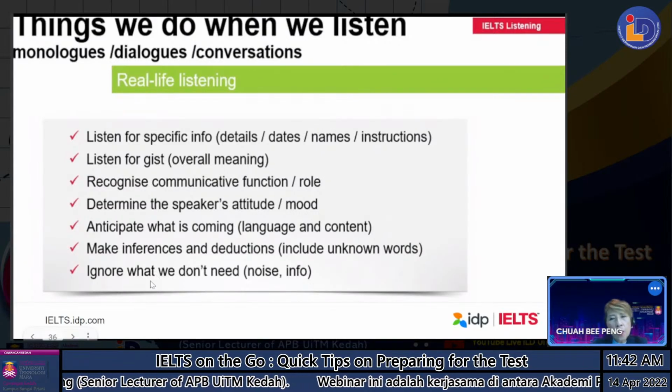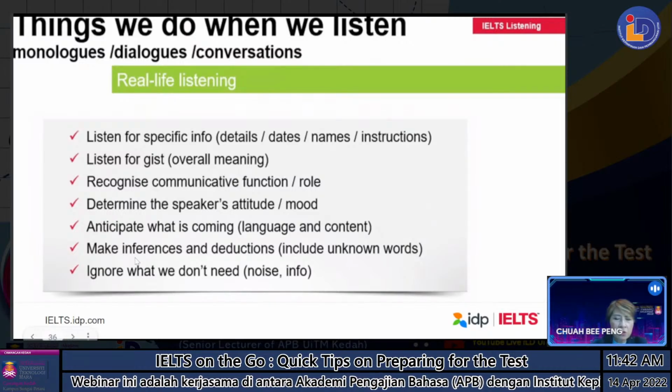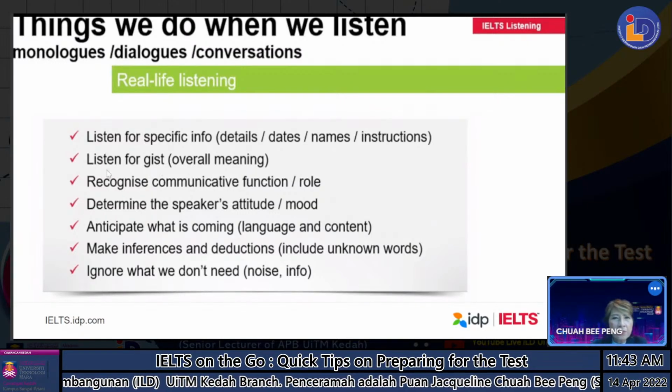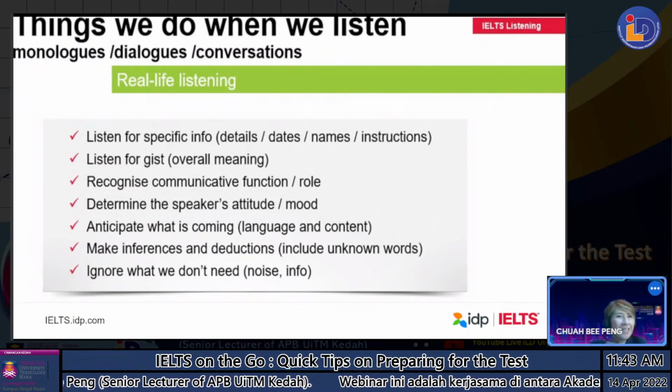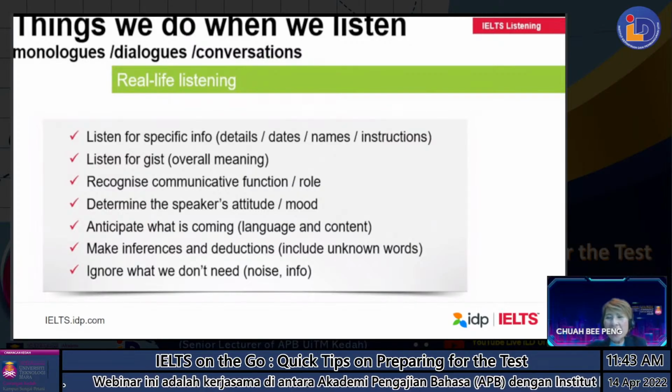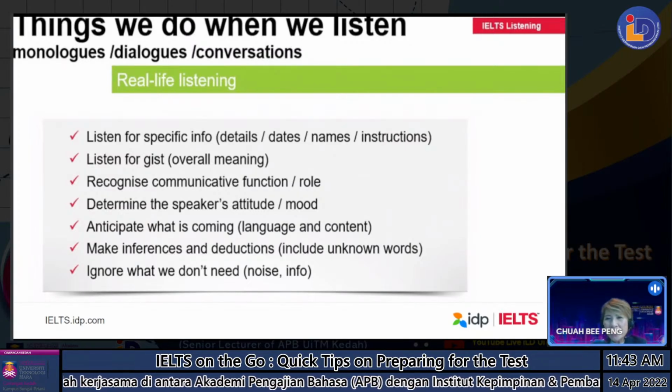So how do we know what we don't need? How do you know that that information is not important? I'm going to focus on the next one. What is that? How would you do that? Key number 1, always read the questions first. Always read the questions. Always read the questions first.